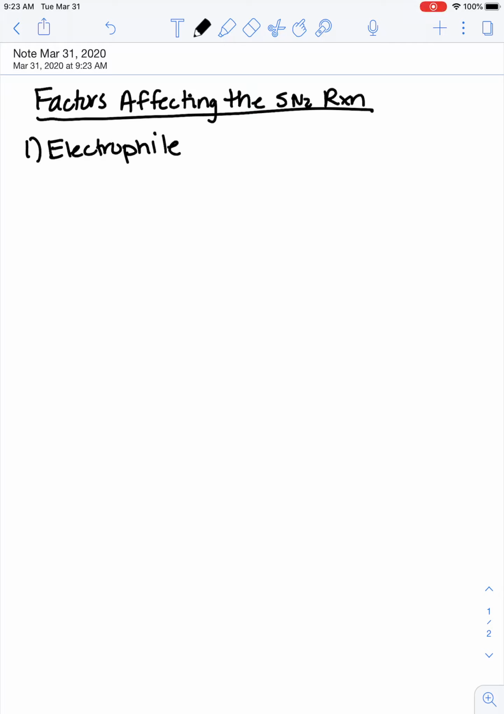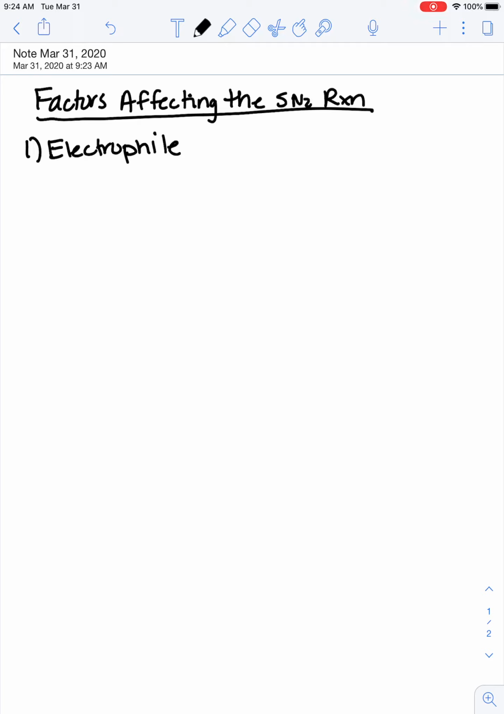Hi everyone, today we're going to continue on with chapter 6. Today we're going to talk about factors that affect the SN2 reaction. So we're going to talk about the electrophile, the nucleophile, we're going to talk about solvent effects, and then we will have a brief summary of things that affect the SN2 reactions. So let's look at the electrophile first.